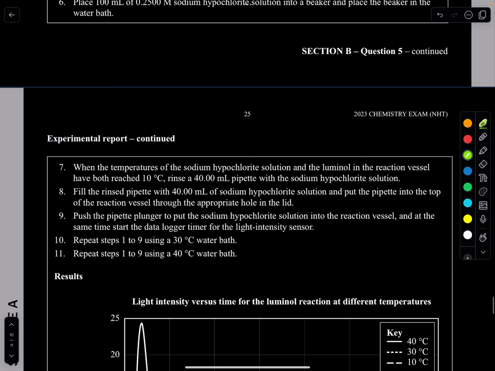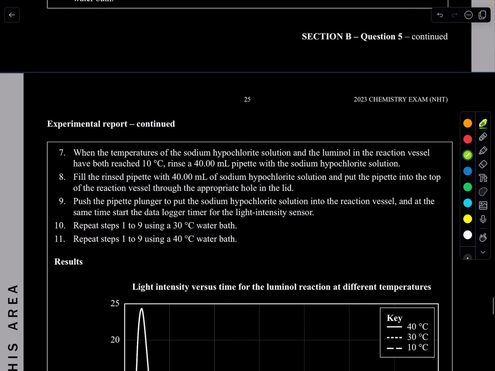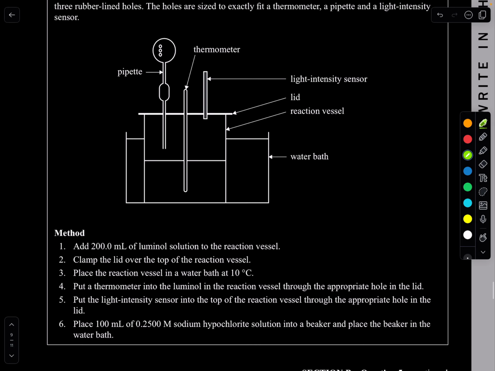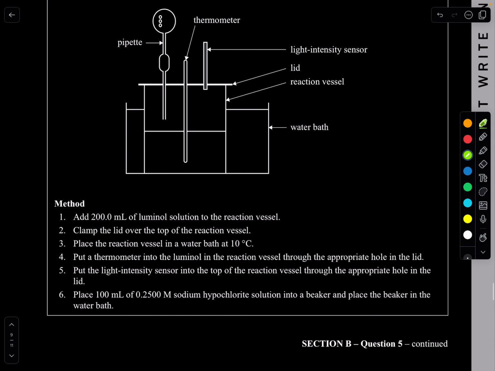Step 7. When the temperature of sodium hypochlorite solution and luminol in the reaction vessels have both reached 10 degrees Celsius, rinse the pipette with sodium hypochlorite solution. Alright, that's good. Fill the rinsed pipette with 40 milliliters of sodium hypochlorite solution and put the pipette in the top of the reaction vessel through the appropriate hole in the lid. Push the pipette plunger to put that sodium hypochlorite solution into the reaction vessel, and at the same time start the data logger for the light intensity sensor. Repeat the steps using 30 degrees water bath and 40 degrees water bath. Beautiful. This looks good. Alright, makes sense.